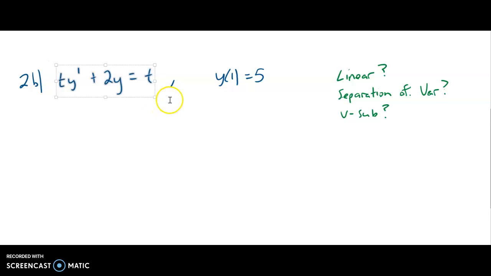Go ahead and deal with this first. The first thing I've got to do is decide what method I'm using. Typically, we want to look to see if something's linear or separable first. If you look at this, t times y prime plus 2 times y equals t.